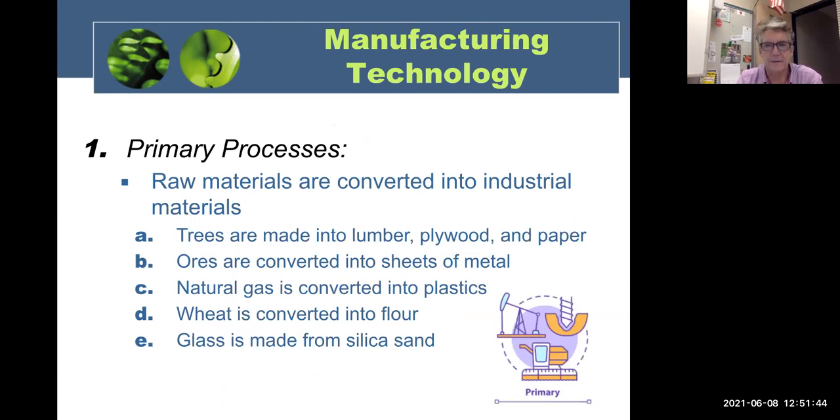Primary processes. Raw materials are converted into industrial materials. Those are materials that can be used in an industrial application. Trees are made into lumber, plywood, or paper. Ores are converted into sheets of metal. Gas is converted into plastics. Wheat is converted to flour. Glass is made from silica and sand.